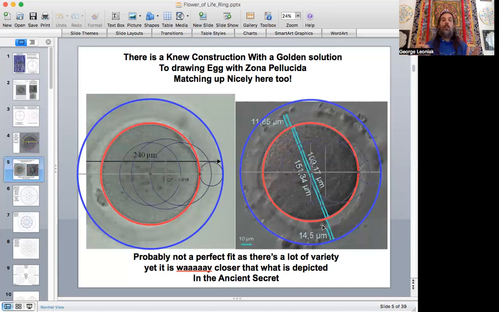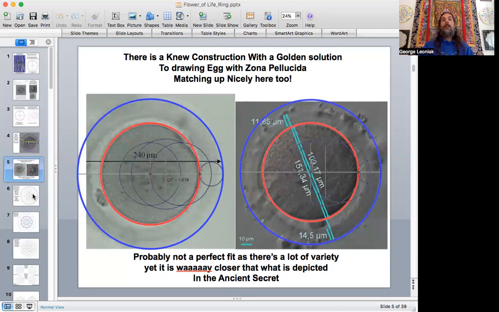And it's way closer than what's in the ancient secret diagram that Drunvalo shared in the previous drawing. So I'd love to hear more about that, how this relates. Or maybe it's a mouse egg or something, but I think the mouse egg is even a little bit bigger.